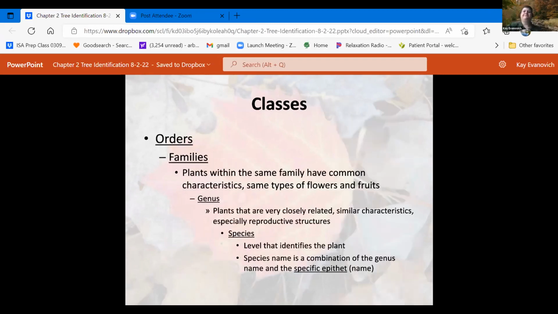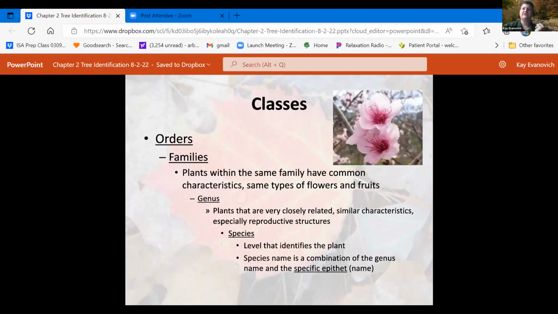All right, so classes. Under the classes, we have orders. And under the orders, we have families. Remember, under families, it's plants that have common characteristics, the same types of flowers and fruits. And then under genus, plants that are very closely related with similar characteristics, especially their reproductive structures, okay? And then under species, that's really the level that identifies the plant. The species name is a combination of the genus name and the specific epithet or name. Remember that. See there? It's underlined. Specific epithet equals name, right? And that's how we create our tree name that we use all over the world.